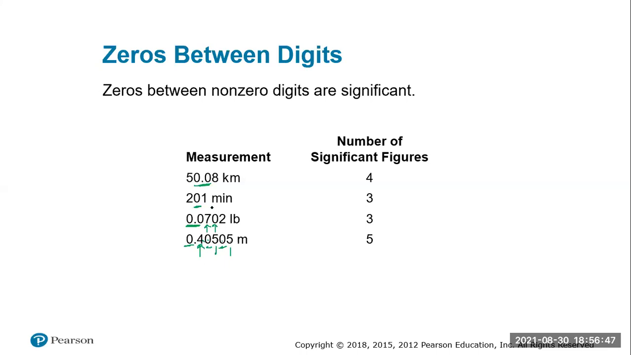Again, always start left to right there and make sure that you count up all your significant figures as you go to the right. Any questions on that there?